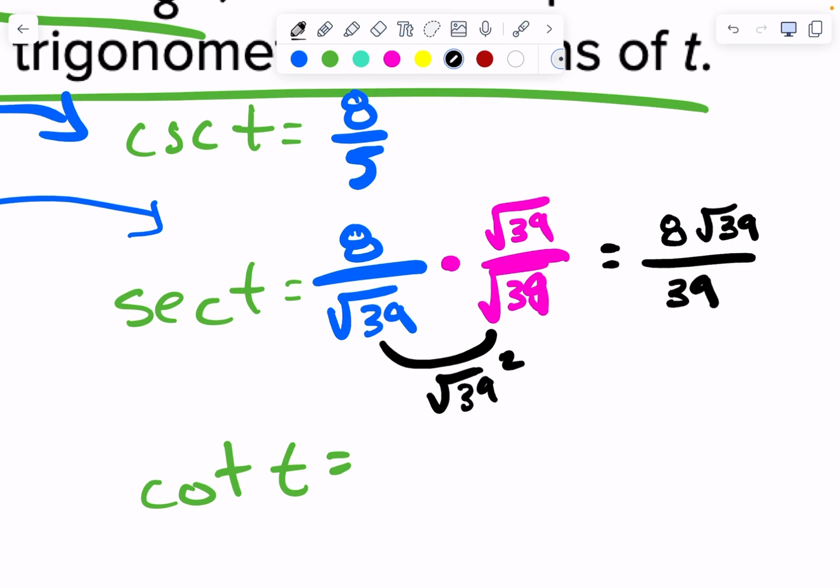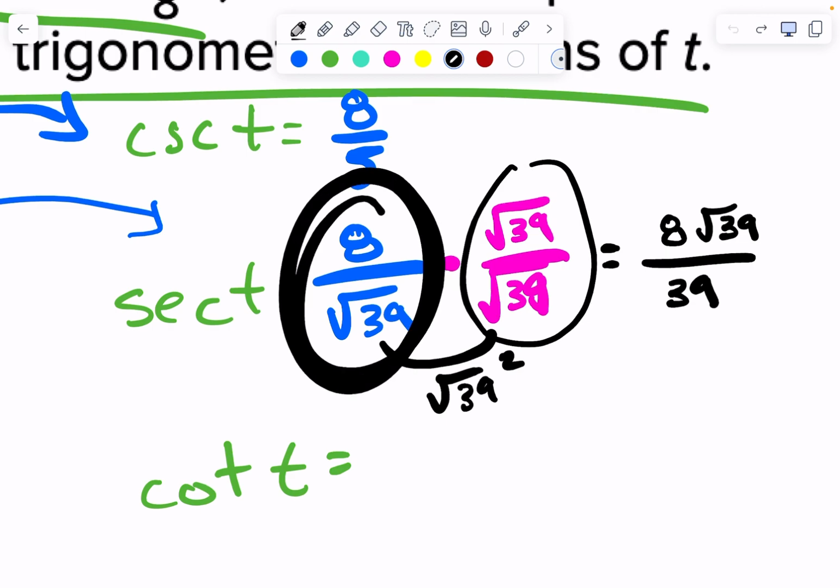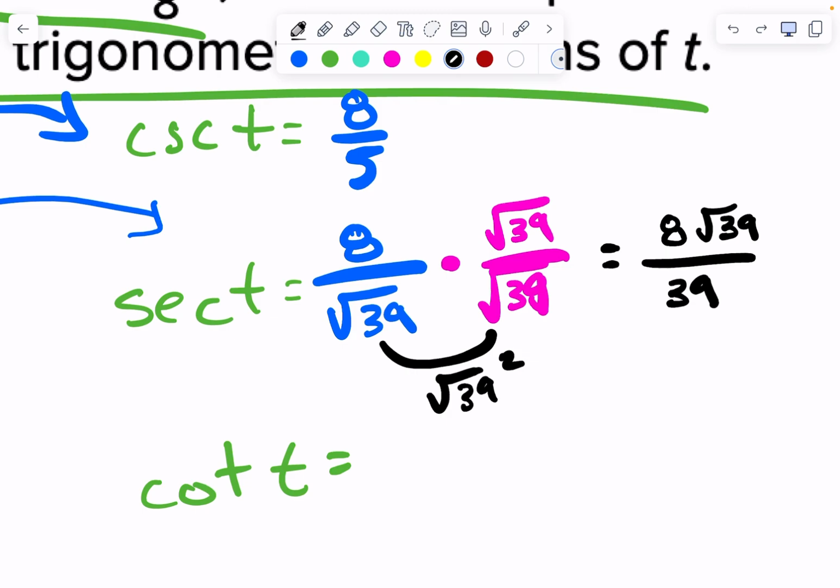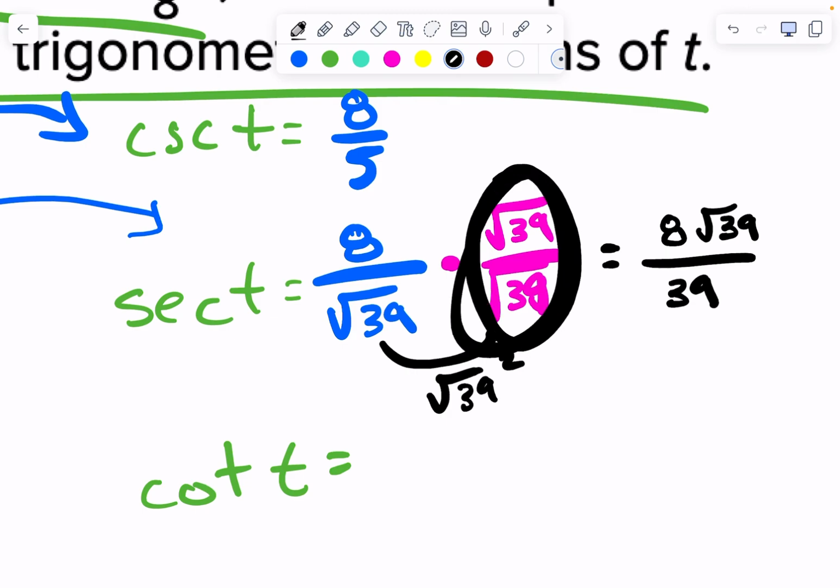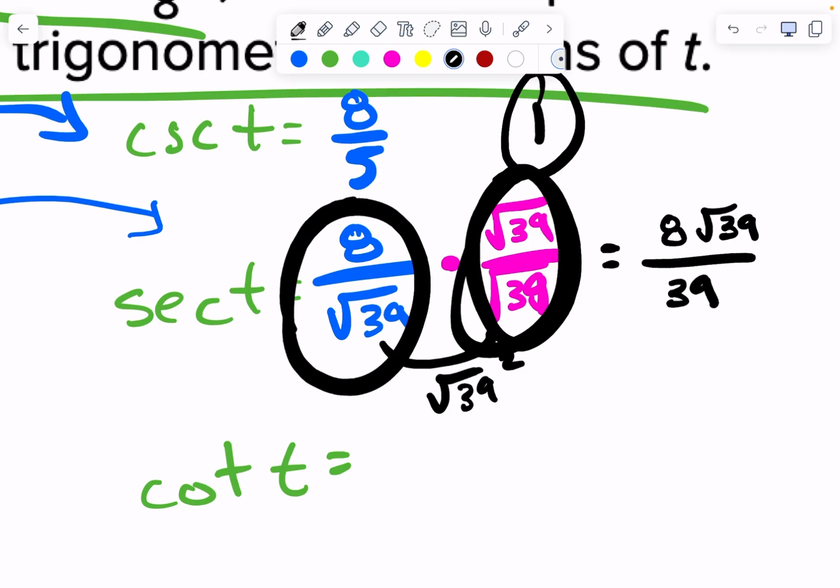Now, here's why I can get away with doing this. This is the very important part. What I'm doing is I'm taking this fraction right here and I'm multiplying by the square root of 39 over the square root of 39. This guy right here reduces to 1, right? So I'm just taking this number times 1, which means I'm not changing its value.